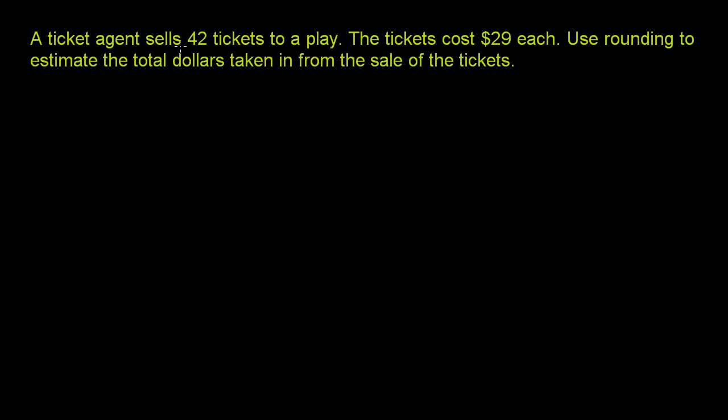A ticket agent sells 42 tickets to a play. The tickets cost $29 each. Use rounding to estimate the total dollars taken in from the sale of the tickets.